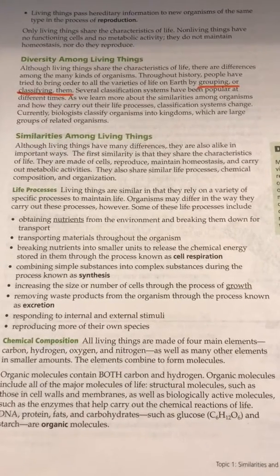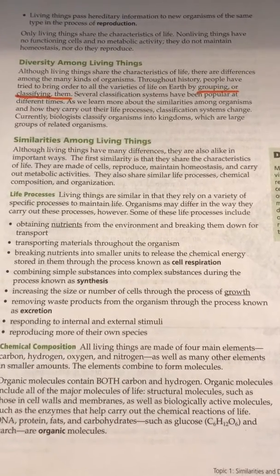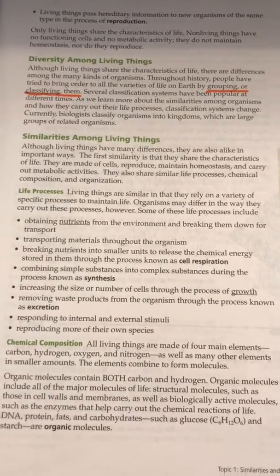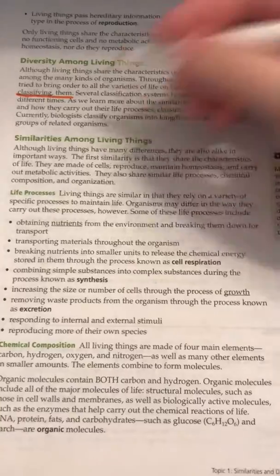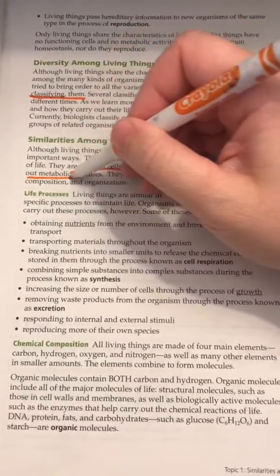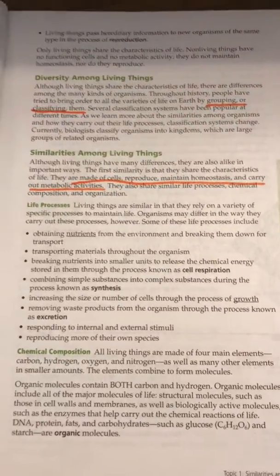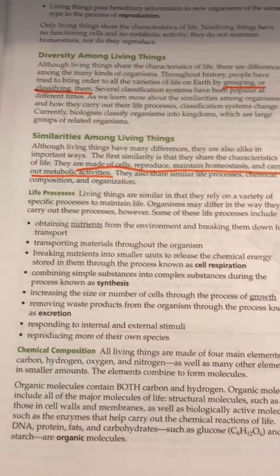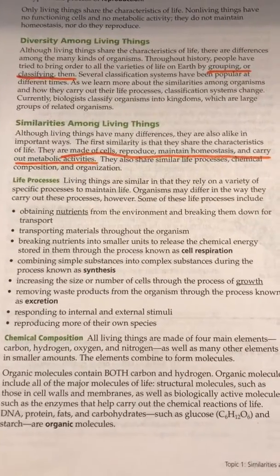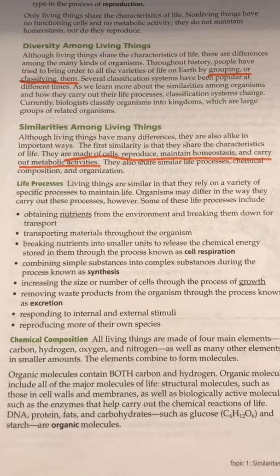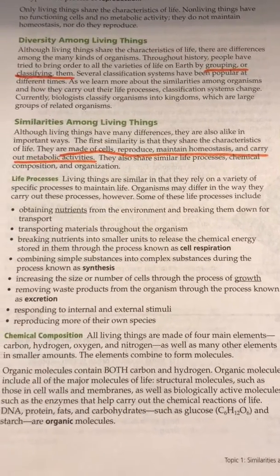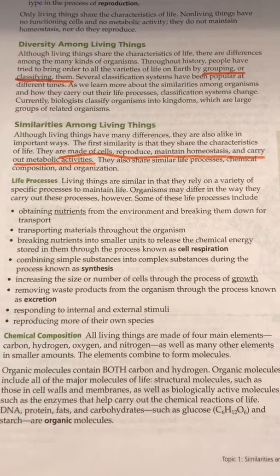Although living things have many differences, they are also alike in important ways. The first similarity is that they share the characteristics of life. They are made up of cells, reproduce, maintain homeostasis, and carry out metabolic activities. They also share similar life processes, chemical composition, and organization. Life processes. Living things are similar in that they rely on a variety of specific processes to maintain life. Organisms may differ in the way they carry out these processes.